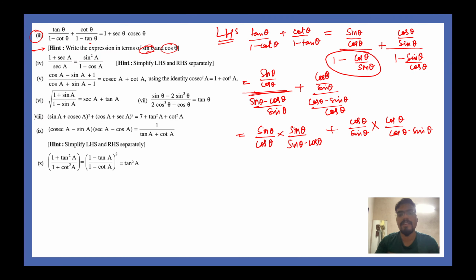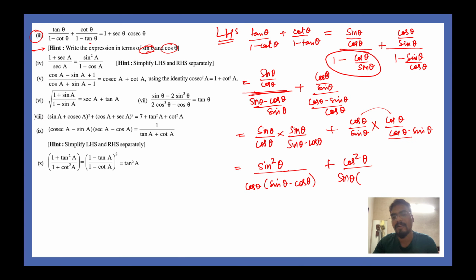It's very beautiful. This is equal to sine theta multiplied by sine theta, which is sine square theta, divided by cos theta into sine theta minus cos theta, plus cos theta into cos theta, which is cos square theta, divided by sine theta multiplied by cos theta minus sine theta. Now there is one thing that can be taken out common here, and I'll show you in the next step, which I'm going to write right now. So sine square theta divided by cos theta, sine theta minus cos theta is what was available in the first term.